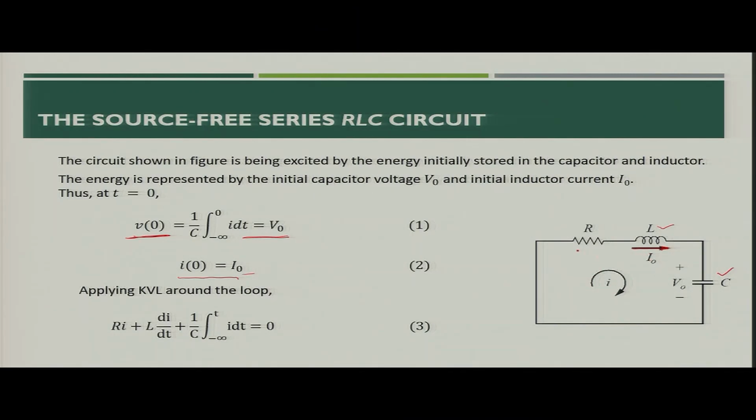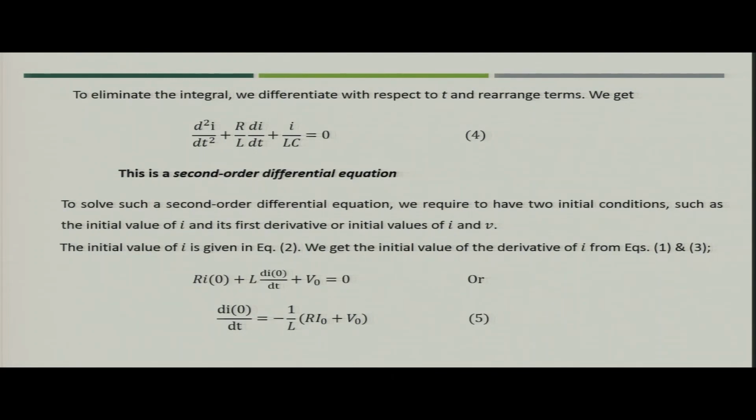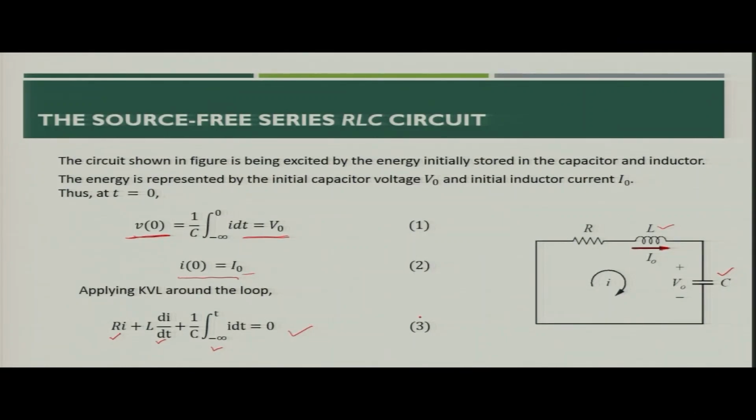What will you write? Ri plus L di by dt plus 1 upon C integral of i dt, where the integration ranges from minus infinity to t. In this equation you can eliminate the integration portion. What you can do is differentiate again with respect to time t. So, when you again differentiate this equation, what will you get?